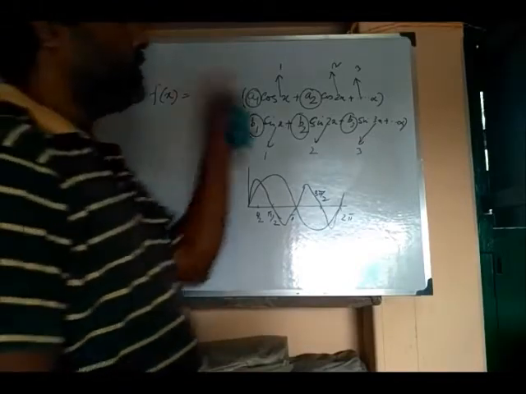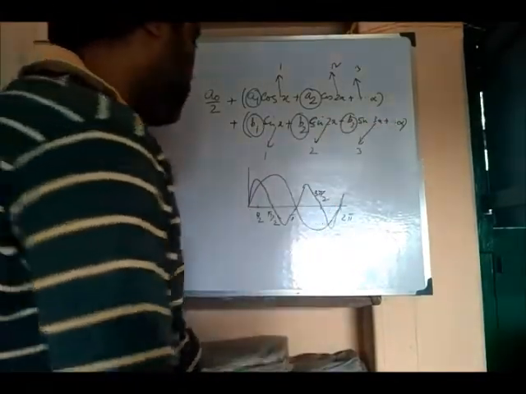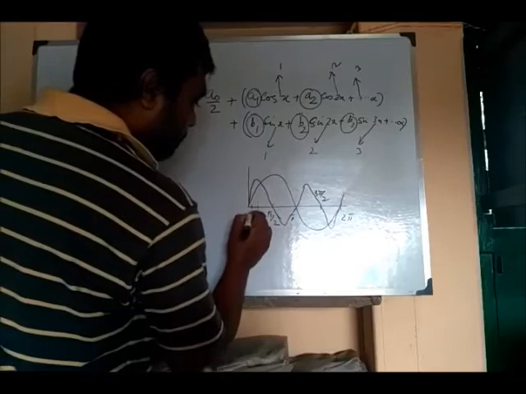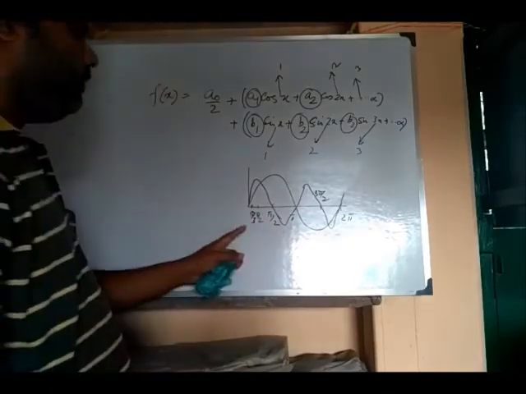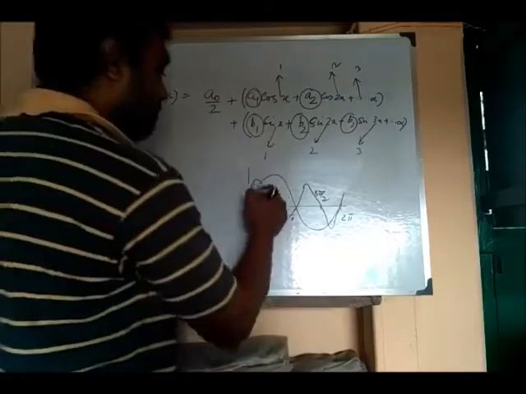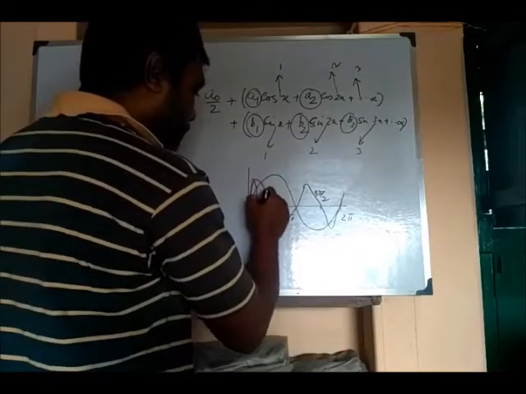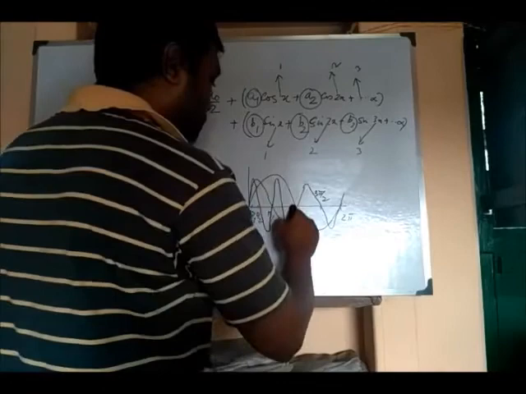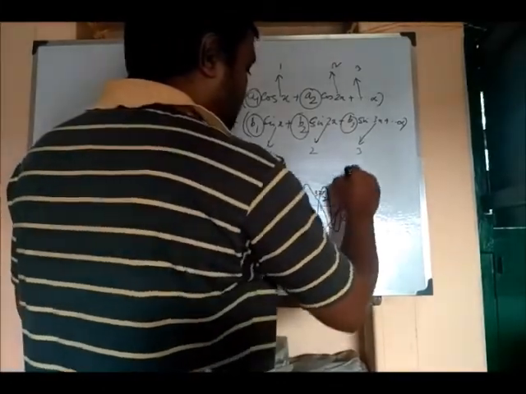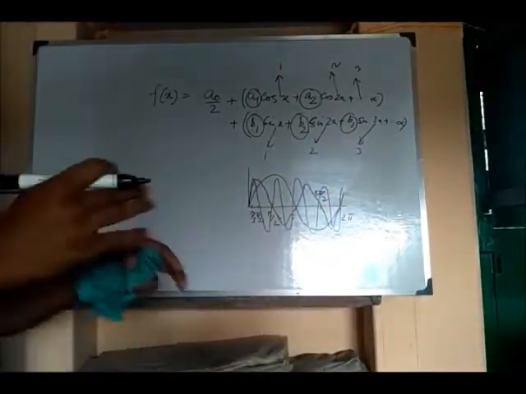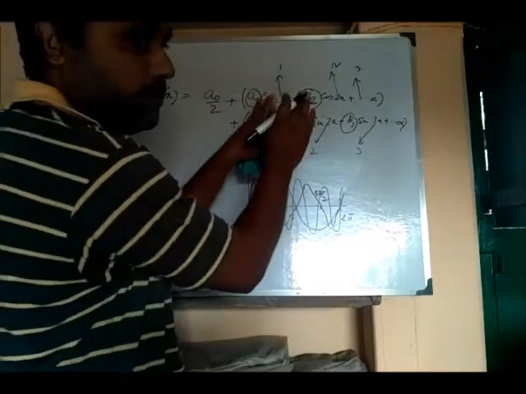Now if you choose sine 3x, what does it mean? This is pi by 2. So in pi by 3, the function will give me the maximum value. And somewhere the function becomes here. So the frequency increases, and the same thing happens for the cosine series.